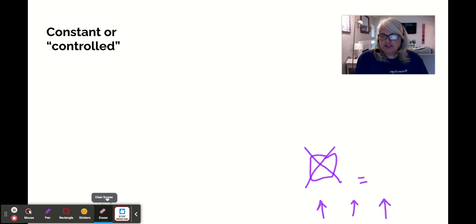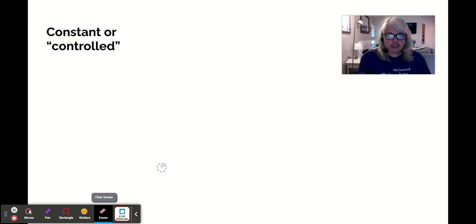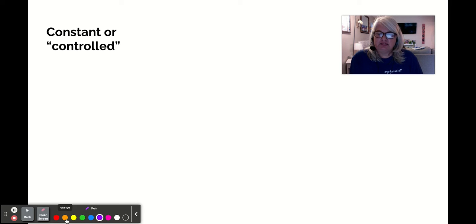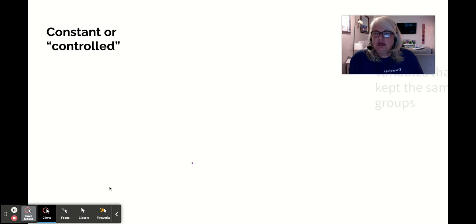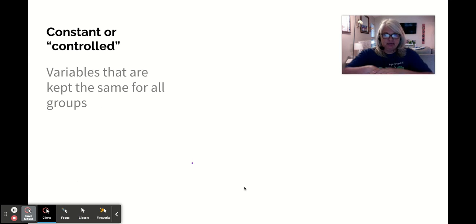The last one I want you to know is called a constant or controlled with an ED at the end. So it's different from a control versus controlled. I like to call them constant variables because it helps kind of keep it separate, I guess you could say. These are variables that you're going to keep the same for every group, right?